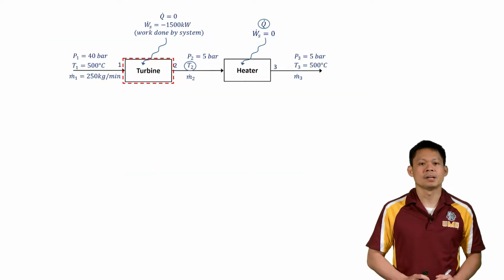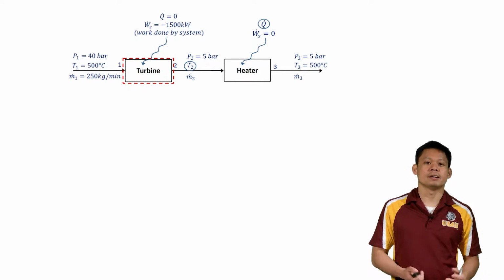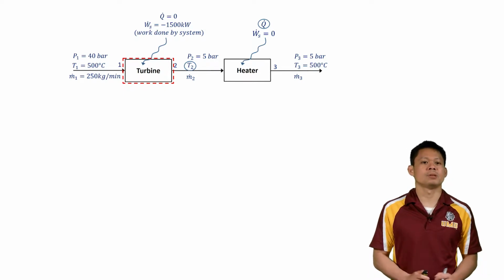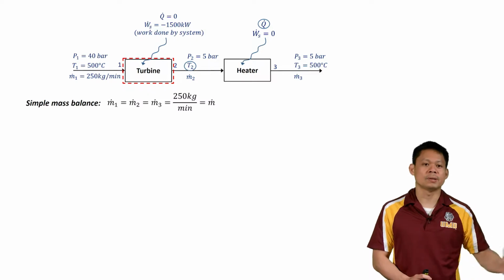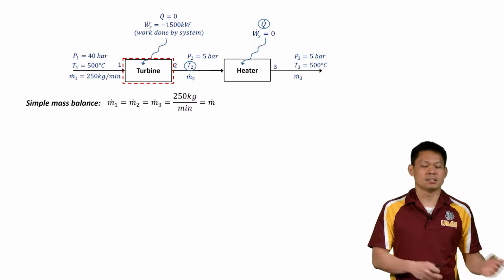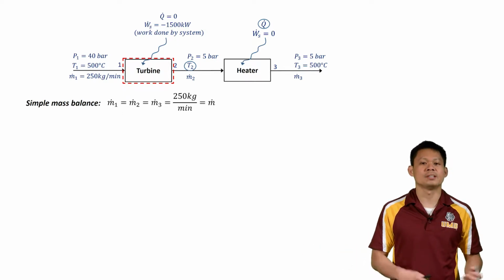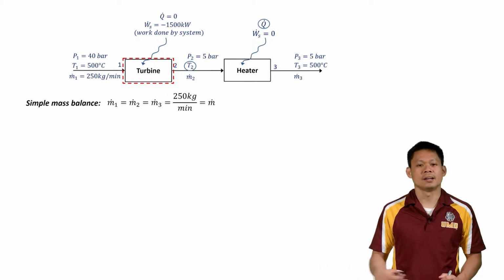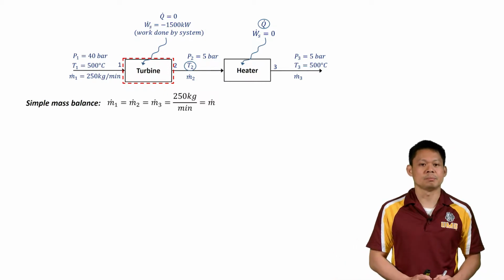Let's start with A. Now we are looking only at the turbine as our system. We're going to write the overall energy balance, figure out which terms are 0, and then expand it back out. Before we get there, we have our mass flow rates. We know the mass flow rate coming into the turbine is 250 kilograms per minute, but it's a simple one in and one out across the entire system. So we know that M1 equals M2 equals M3, which equals some generic M, and they are all 250 kilograms per minute.